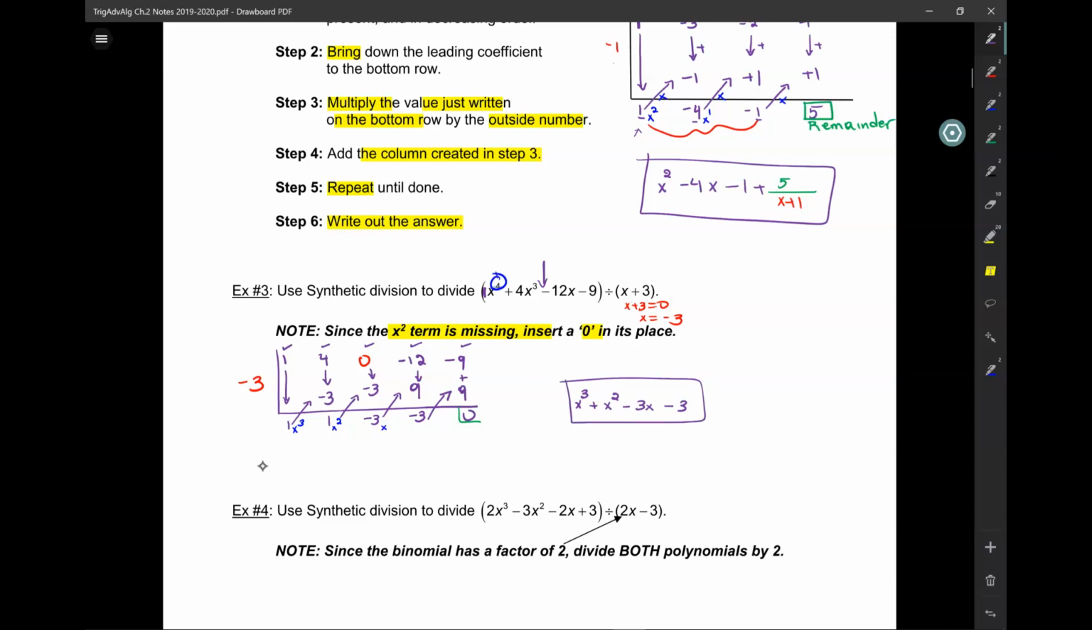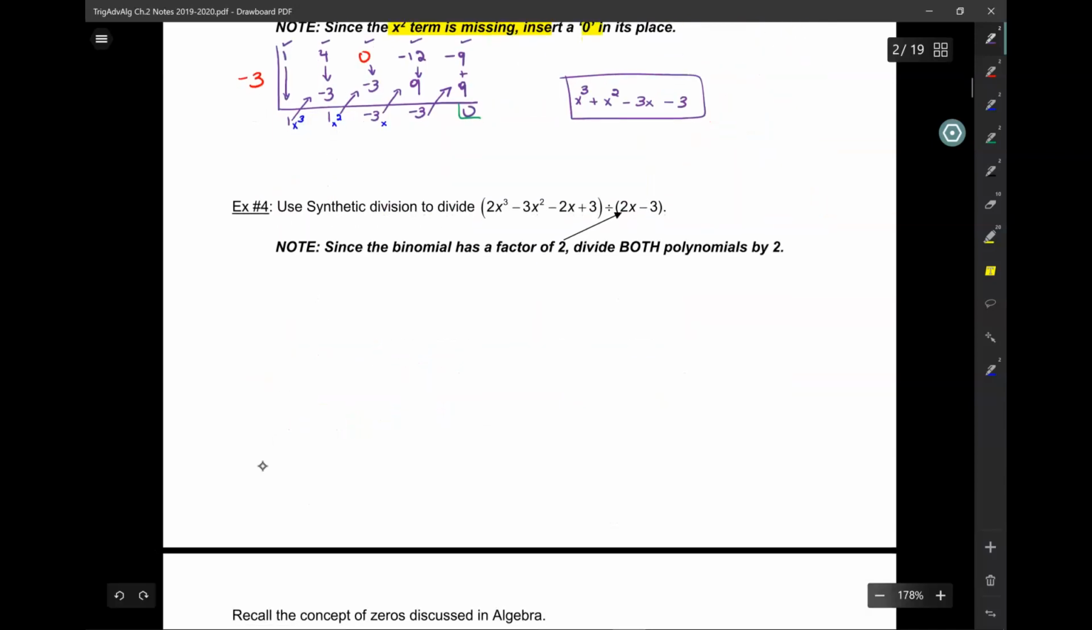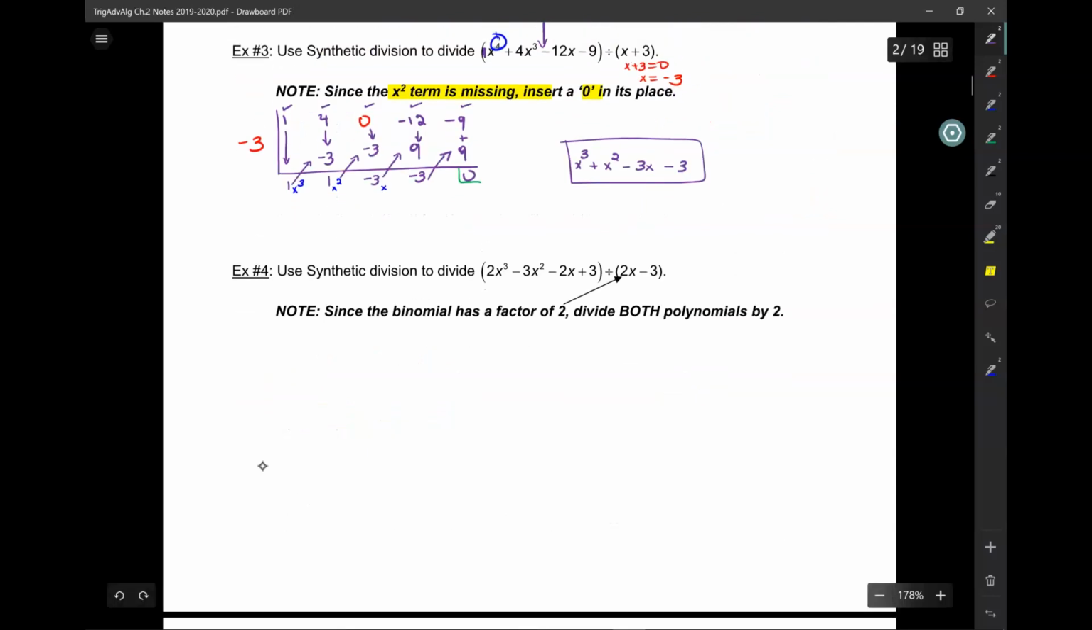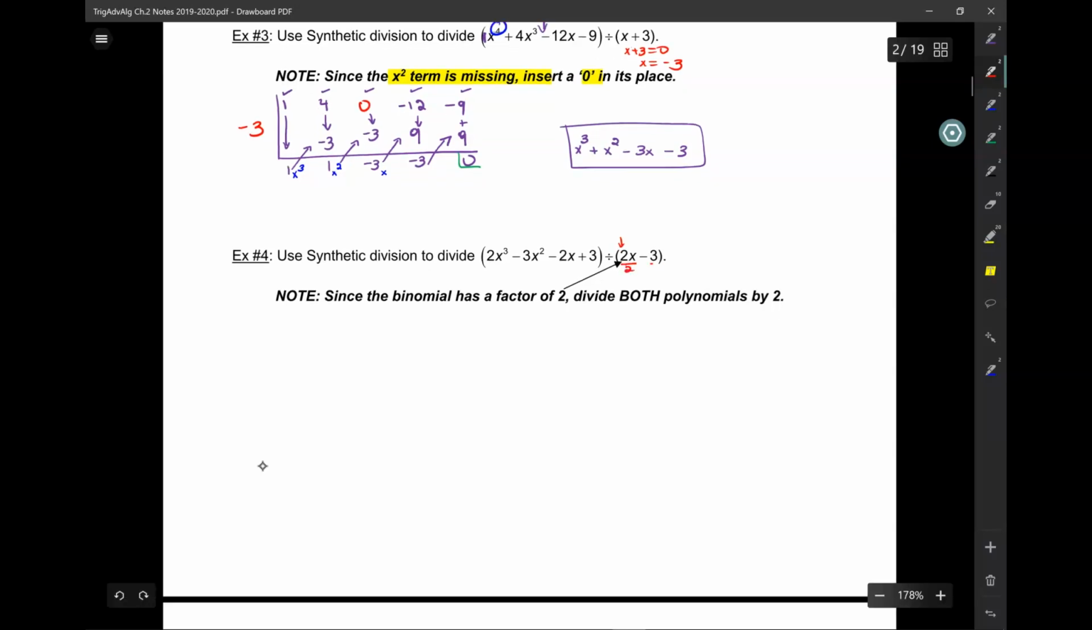Okay. Let's do another one. We're going to use synthetic division to divide this polynomial by 2x minus 3. Okay, here we have an issue. If there is a coefficient in front of the x here, right, like this 2, you have to divide both polynomials by 2. That means you have to divide this by 2, and you have to divide this by 2.